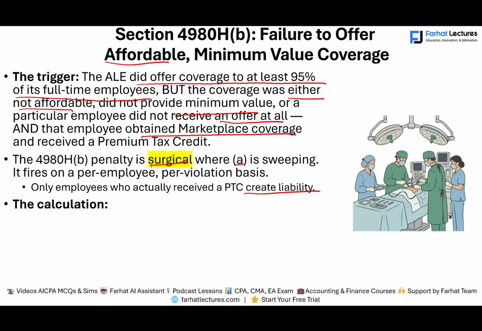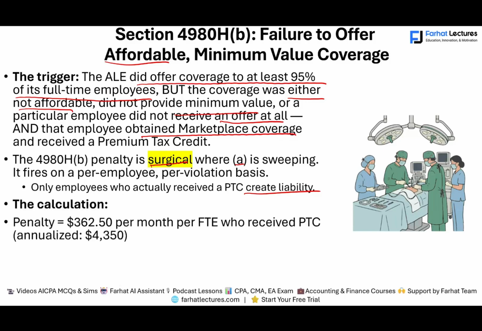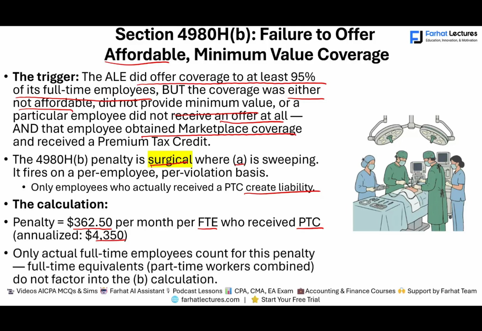So how does it work? The penalty is, again, those numbers will change, $362.50 per month per full-time employee who received the premium tax credit. Annualized will be $4,350. Now, only the actual full-time employee count for this penalty. Full-time equivalents do not factor into the B computation. Keep that in mind.